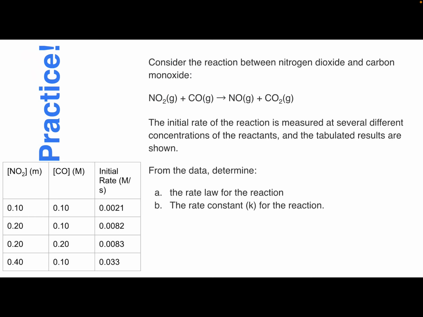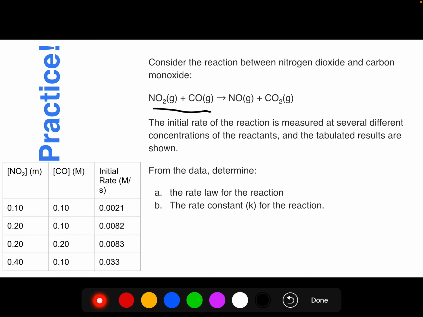Here, this is a practice problem that I think would be good to go over. So write the rate law. Well, the rate law requires us to find the orders. So first of all, there's two reactants. So the rate will be equal to k times the concentration of NO2 raised to something times the concentration of carbon monoxide raised to something. Well, to find the order for each individual reactant, take it one at a time. So let's focus on the first one.